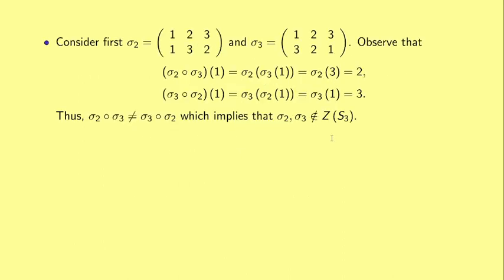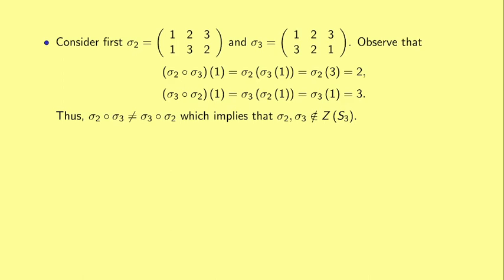So we take, for example, sigma 2 and sigma 3, and we compose sigma 2 with sigma 3 and apply it to the number 1. And we see that we obtain 2. Now we reverse the composition. We compose sigma 3 with sigma 2 and apply it to the number 1, and we get 3. This tells us that sigma 2 and sigma 3 do not commute, and therefore they cannot be in the center, because elements in the center must commute with every element in the group. So we already know that sigma 2 and sigma 3 cannot be in the center.